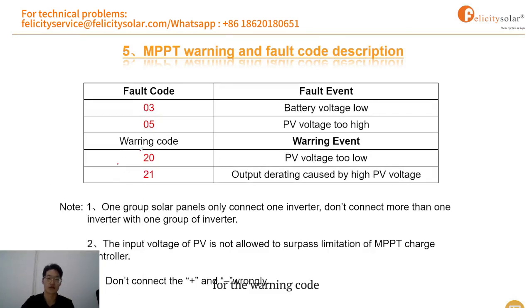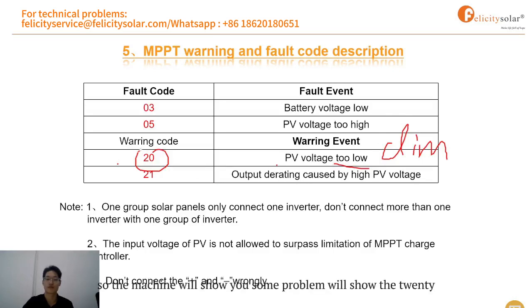For the warning code 20, it shows that the PV voltage is too low. This will happen especially in the morning, after the sun sets and before sunrise, because the light is dim, so the panels can't generate enough voltage for the system. So the machine will show 20. But when the sun rises or the light gets stronger, this problem will disappear.